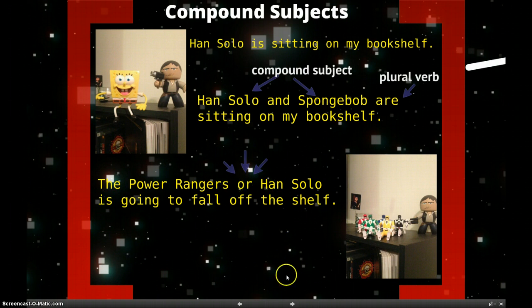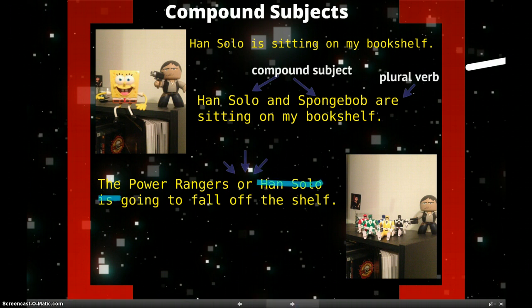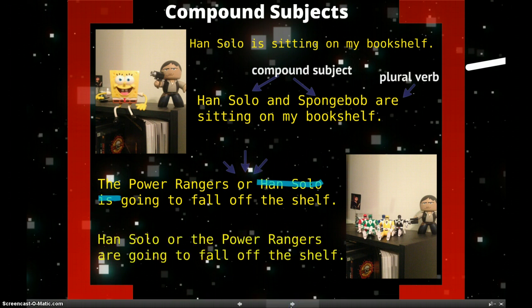When you use or, what you do is you go with the subject that is closest to the verb. So in this instance, Han Solo is closest to the verb is. So we have to use Han Solo as singular, so we use a singular verb. In this sentence, I flip the order. Han Solo or the Power Rangers are going to fall off the shelf. Power Rangers is closest to the verb are, so you use the plural verb are instead of the singular is. So make sure if you have the word or in a compound subject, you use the subject closer to the verb to decide whether you should use a singular or plural verb.